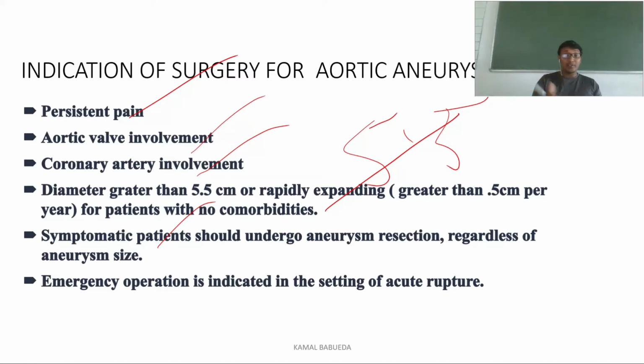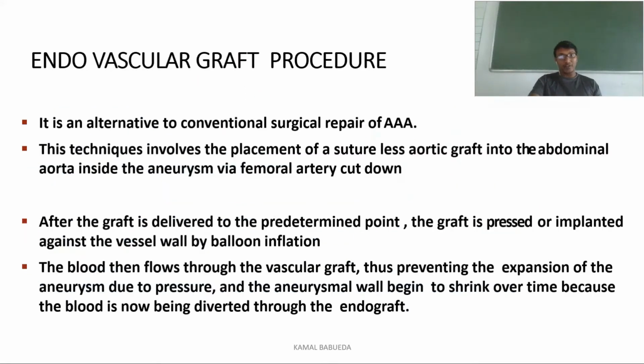Emergency operation is indicated in the setting of acute rupture. If the aneurysm has ruptured, in an acute situation, then you can go for the emergency operation. These are some of the indications for surgery of aortic aneurysm.